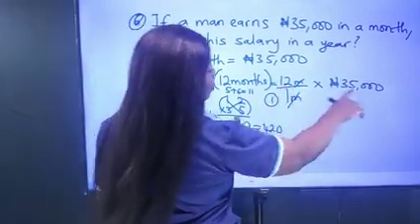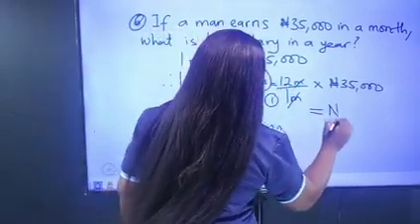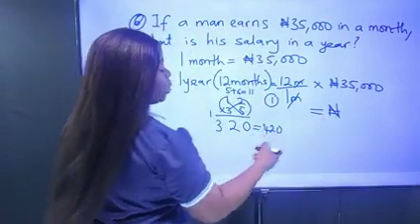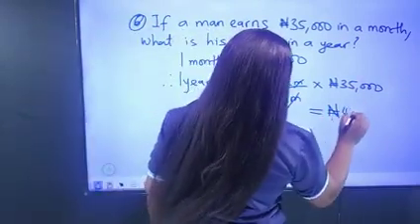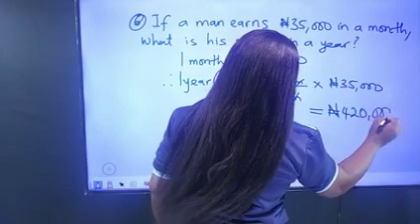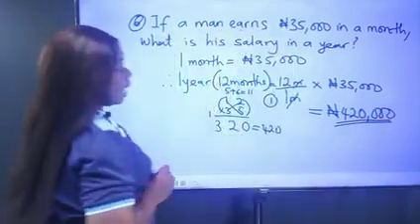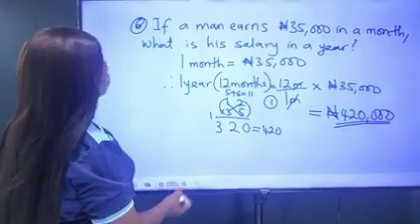So now 12 times 35,000 will be equal to 420,000. I hope you got that. Now let's move to the next question.